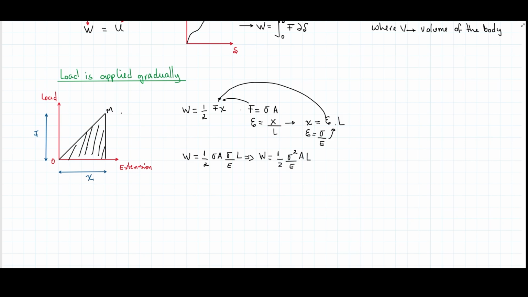But what are A and L? And this is something that is why it appears in the definition of modulus of resilience. So why do we care about the volume? Because the volume is embedded in this definition. So I could say that the strain energy, because we know that omega equals U, equals 1/2 of stress squared divided by the modulus times the volume. And this is the equation for the energy stored in the body, when the load is applied gradually.